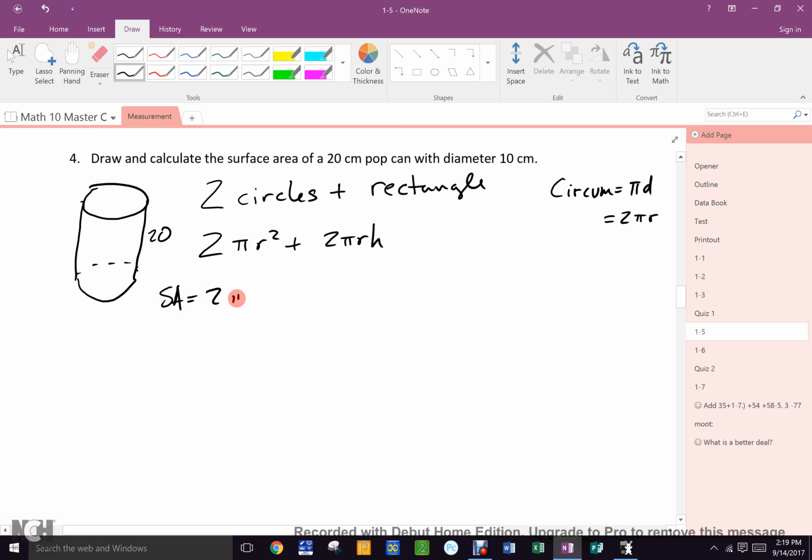Surface area equals 2 pi, what's r? Excellent, I didn't fool anybody. Squared. Plus 2 pi, what's r? What's h? 20. That's surface area. What's 5 squared? No, the surface area of a 20 centimeter cup. Okay. What's 5 squared? 25. Times 2? 50. 50 pi. What's 5 times 20? Times 2? Plus 200 pi. What is 50 pies and 200 pies?